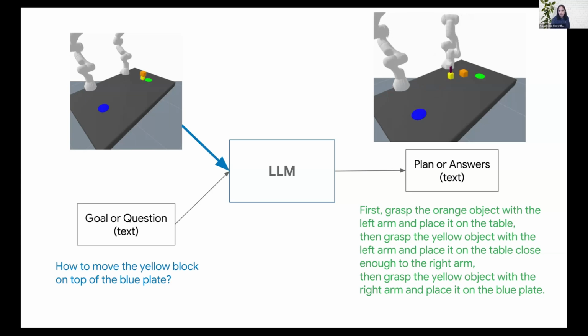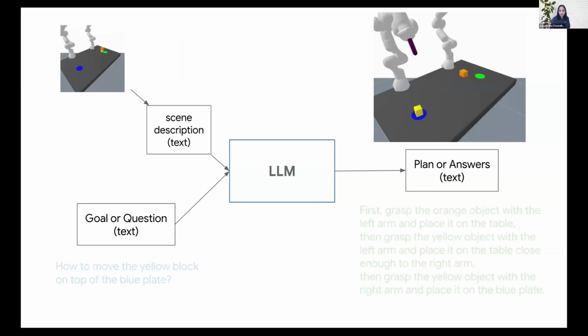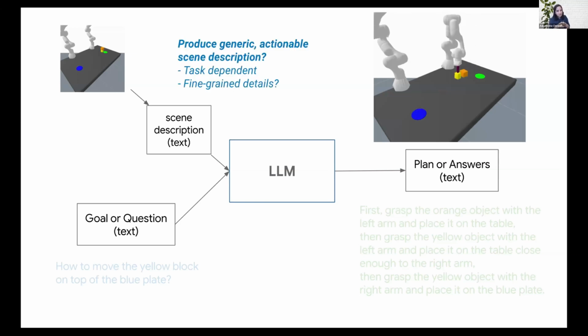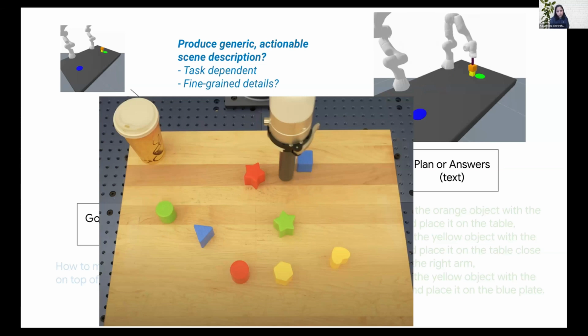One possibility is that you could give a spatial description like this: there are two blocks in this image, which are right next to a green plate, and then there's a blue plate, and the orange block is on top of the yellow block. However, the challenge with just giving a scene description in text is that it might be very task dependent, so it might not be actionable, and oftentimes you might not have enough fine-grained detail. This is one example where you have a lot of information in the image, and to provide a generic actionable scene description might be incredibly hard.